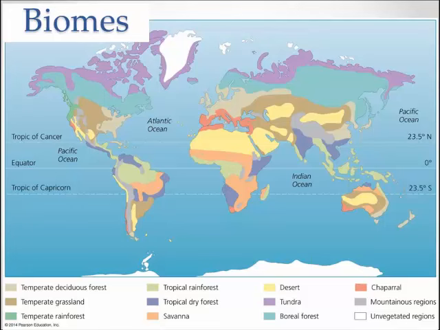The biomes you'll read about in this textbook are the temperate deciduous forest, the temperate grassland, the temperate rainforest, the tropical rainforest, the tropical dry forest, the savanna, the desert, the tundra, the boreal forest, which is also known as the northern coniferous forest or the taiga, and finally, the chaparral. Each biome encompasses a variety of communities that share similarities.